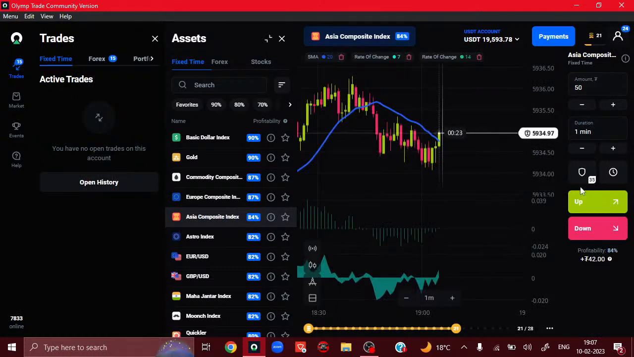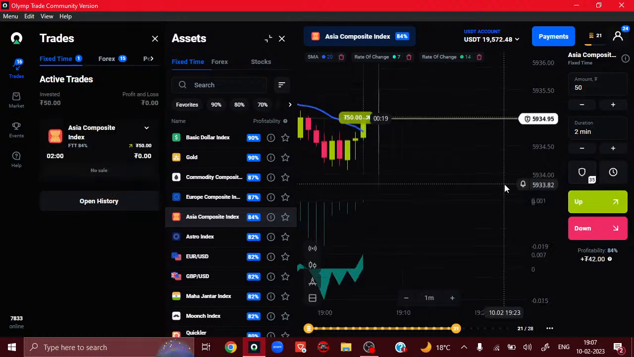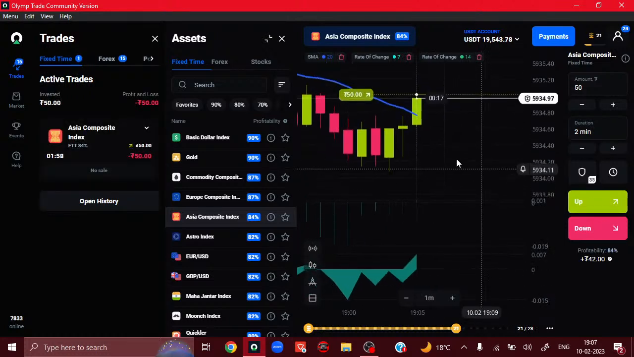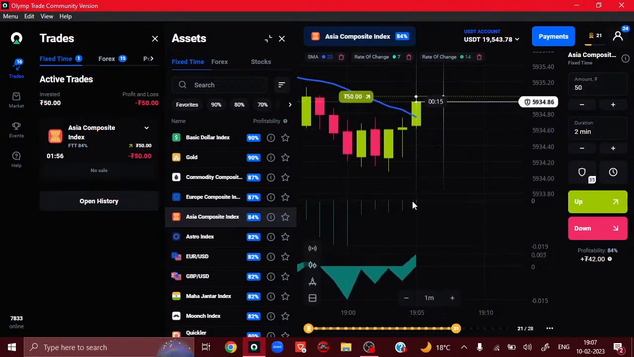In Asia Composite Index, I think we have an entry for upward direction, 2 minutes, as the candle is intersecting the SMA 20. The ROC has also shifted above the zero line, so this is a good opportunity for trading.